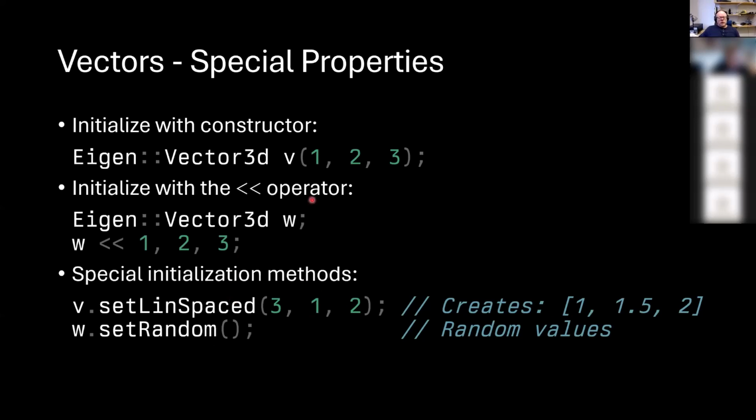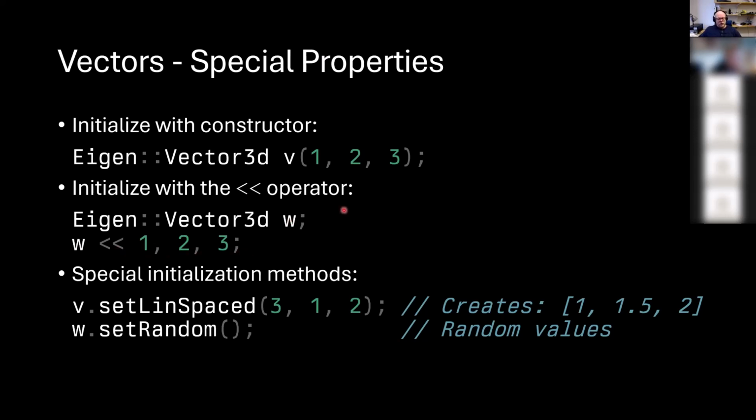You can also, using vectors, assign them using the same notation as in C++. So you can do Vector3, and then you give the values that you want to assign to the vector directly here in the construction of the vector. You can of course also use the stream operator here to fill the vector with values.